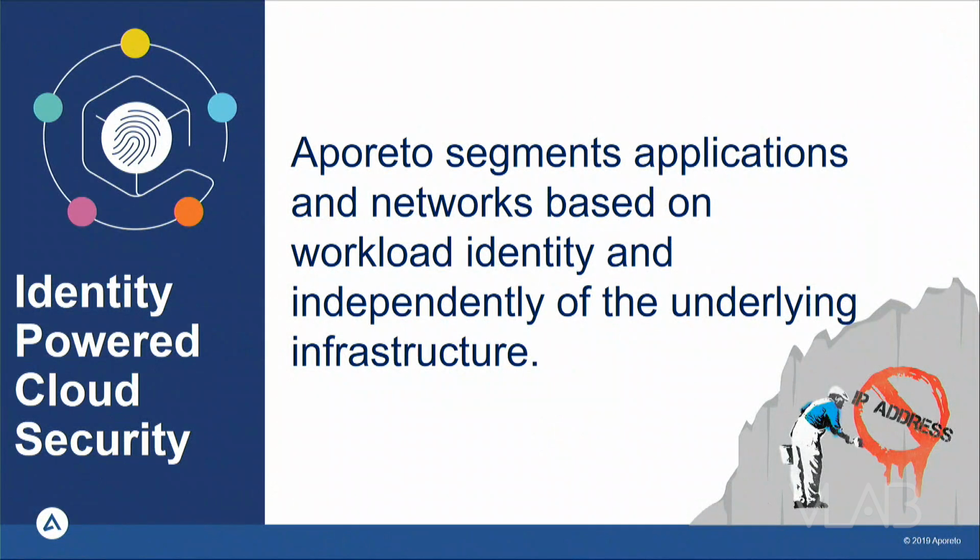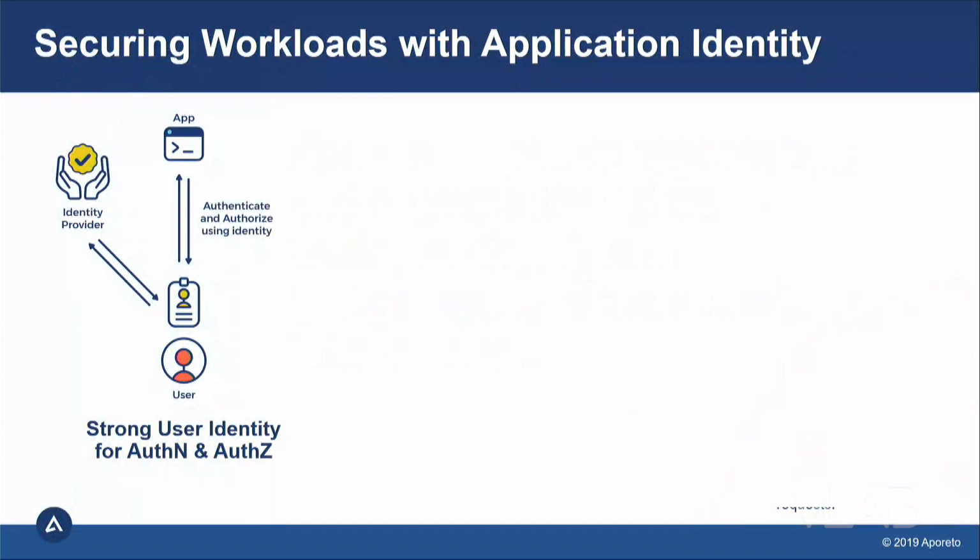And what we do is we segment applications and networks purely based on application identity, not based on IP address. So we have a character called Handsome Hank. He doesn't like IP addresses. That should drive the point home that location information is not a good proxy for identity. Application identity is. And this is not a new concept.